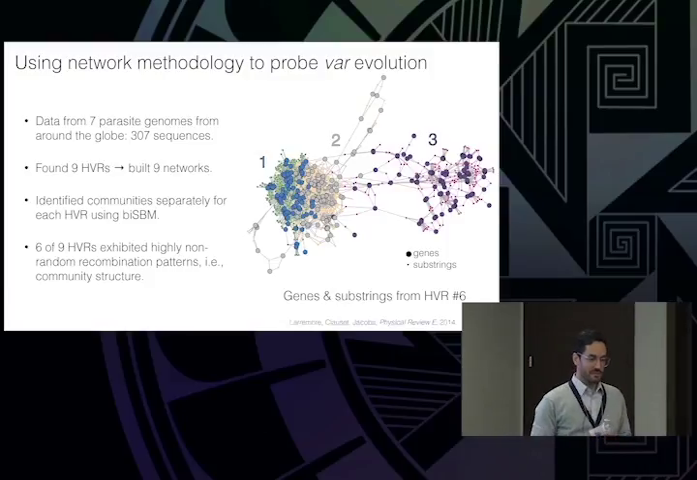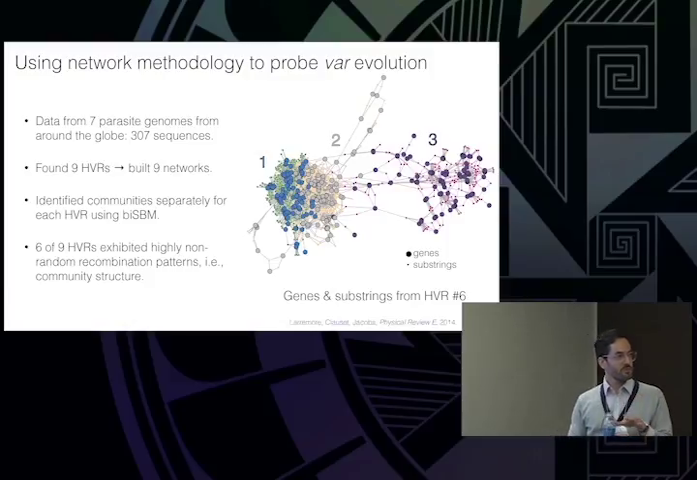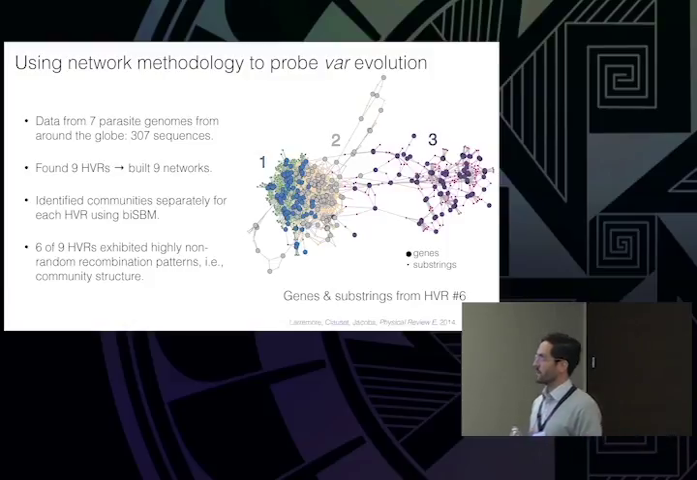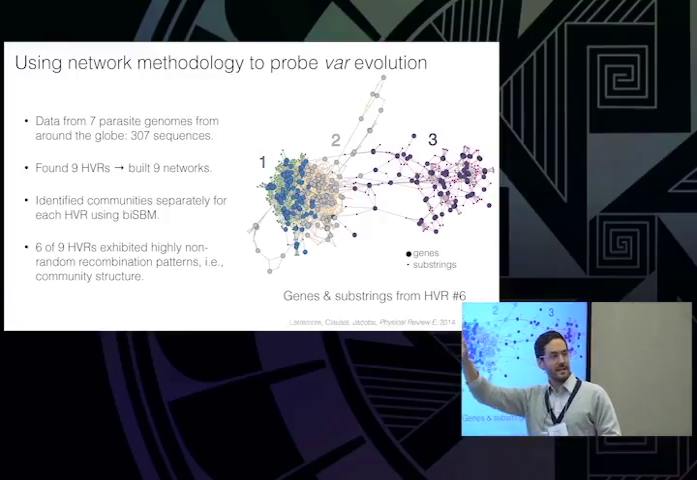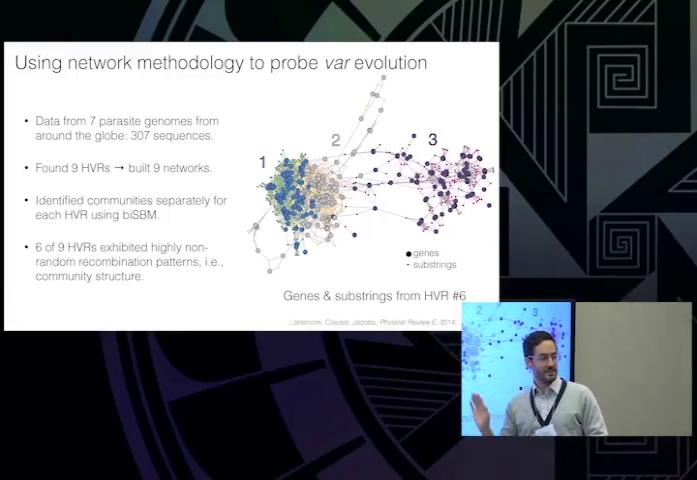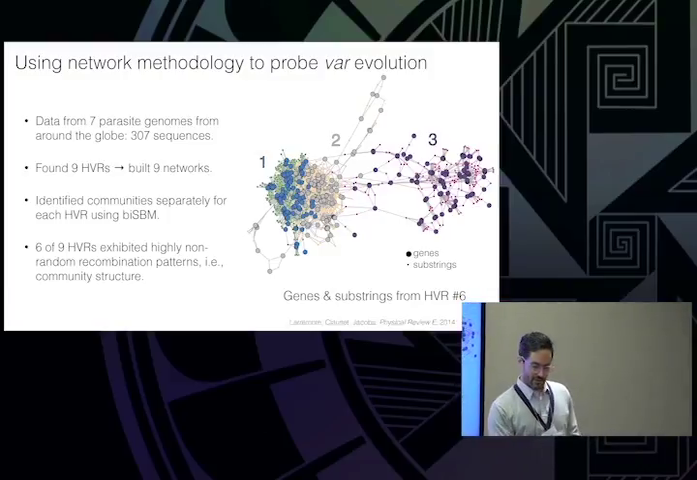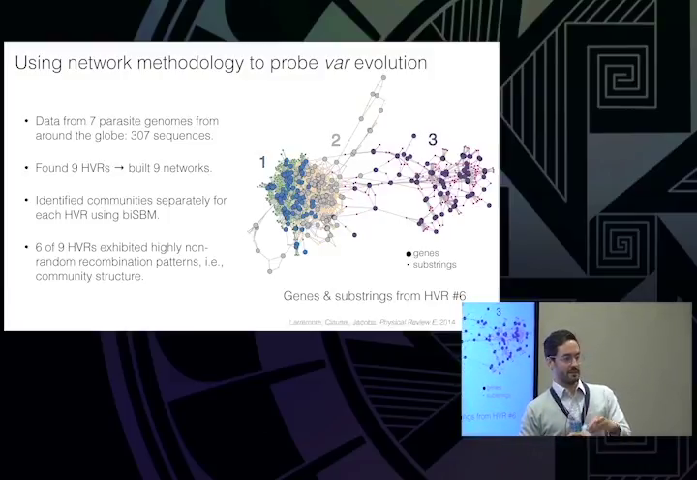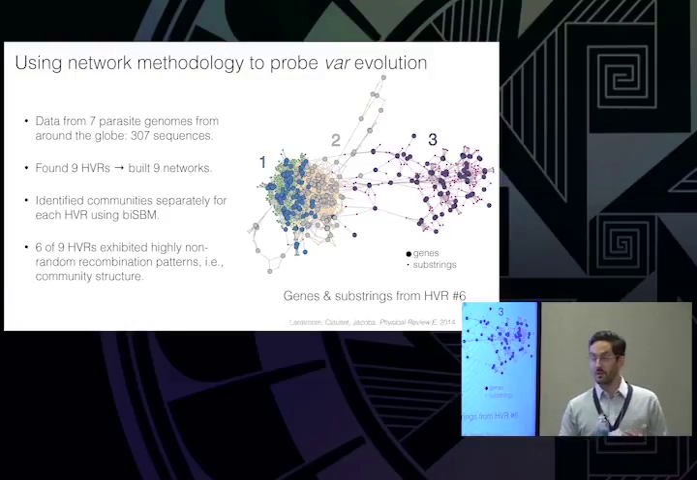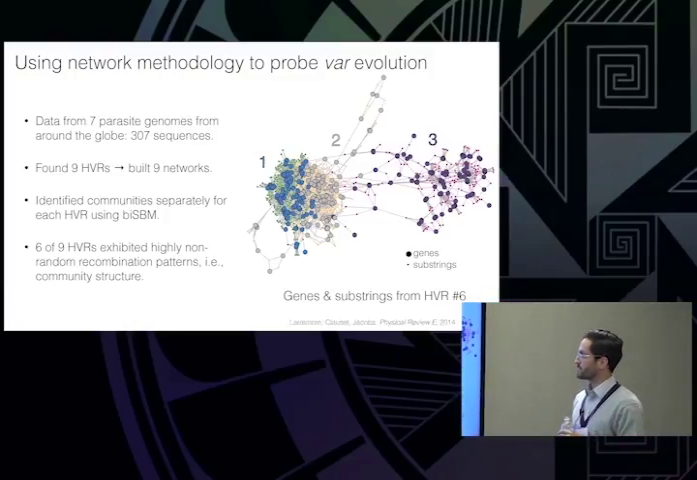Okay, but back to malaria. So we wanted to use this network methodology to probe VAR gene evolution. So again, we have data from 7 parasites, 307 sequences. We found 9 highly variable regions. We built 9 different networks. The reason we build different networks is that different regions on the gene correspond to different parts of the protein. And different parts of the protein are going to be pushed on and influenced and culled by the immune system in different ways. So we want to allow for the fact that these could be evolving independently.